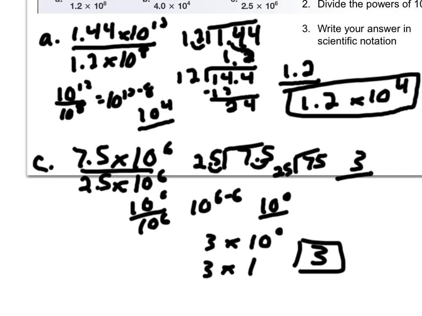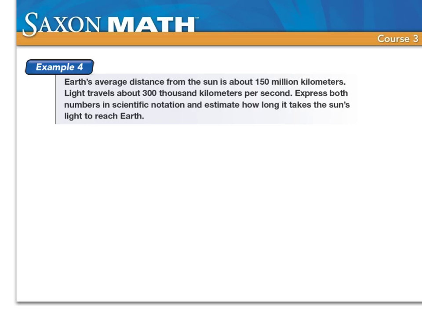Alright, and we have one last example to do. Okay, example 4 says Earth's average distance from the Sun is about 150 million kilometers. Light travels at about 300,000 kilometers per second. We want to express both numbers in scientific notation and estimate how long it takes the Sun's light to reach the Earth. Okay, well, we know the distance and we know how fast it travels, so we have to divide those things to be able to tell how long it's going to take.